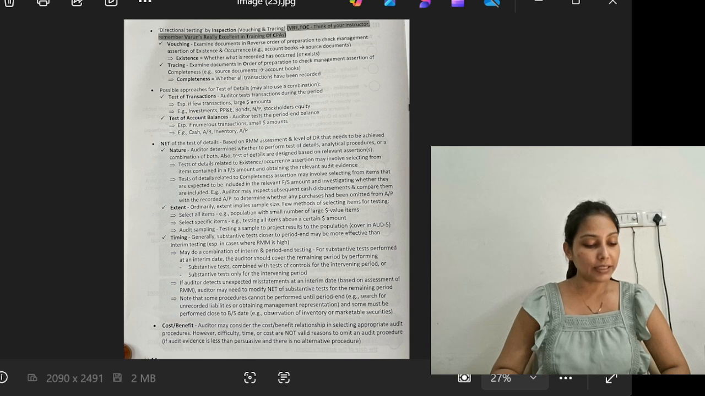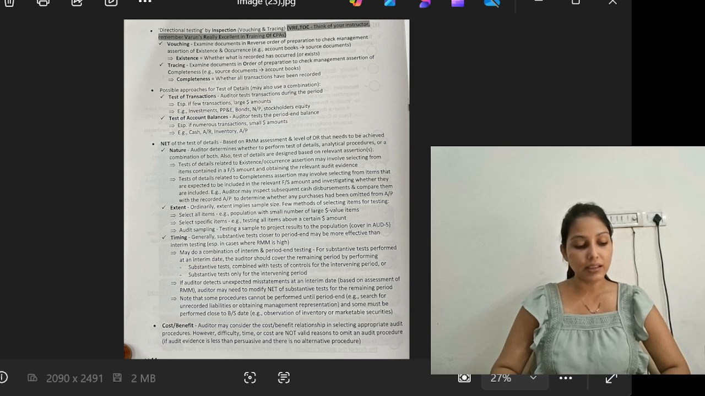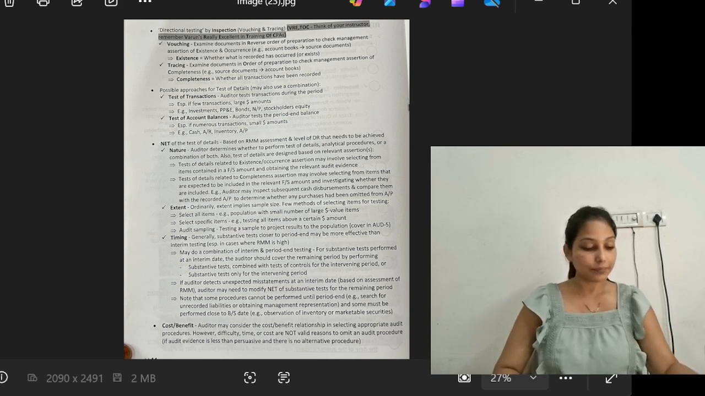Possible approach of the test of details. So these are the test of transactions and test of account balances. If we dig down into the test of details, it is divided into transactions and account balances. Transactions are the income statement side, account balances are the balance sheet side. The auditor tests transactions during the period, especially if there are few transactions or large transaction amounts, such as investment, PPE, bonds, stockholders' equity. Whereas account balances are tested at period end if there are numerous transactions, such as cash, AR, inventory or AP; such are the year-end balances.